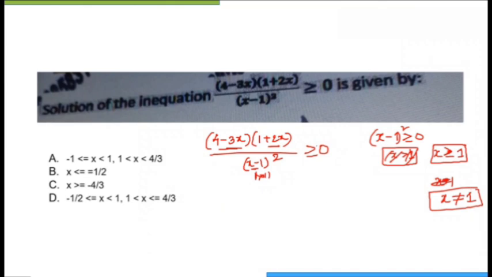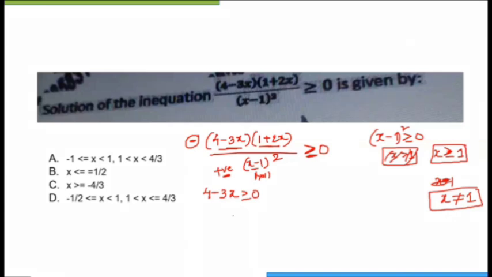Next one, you just observe it. This should be greater than or equal to 0. Observe the numerator values 1 plus 2x and 4 minus 3x. This 4 minus 3x also should be greater than or equal to 0, because if by any chance you get a negative value in the numerator, the denominator is always positive, and that would make this inequation less than 0.